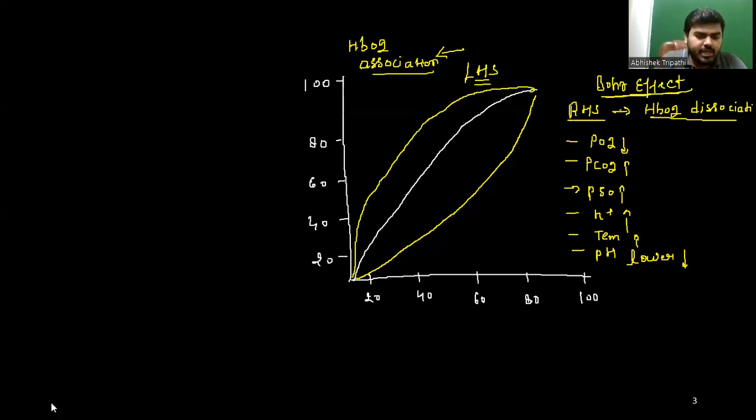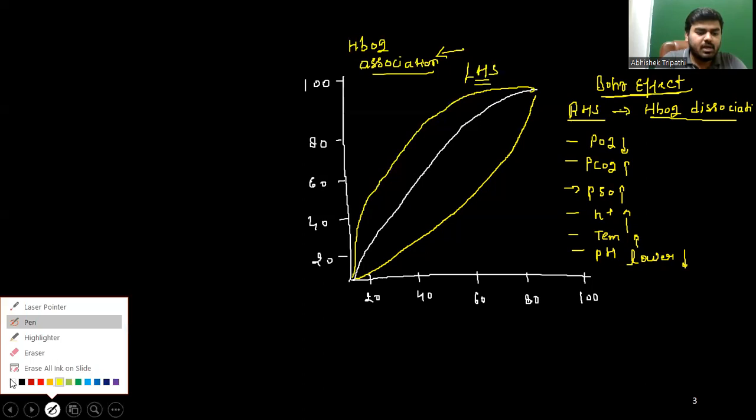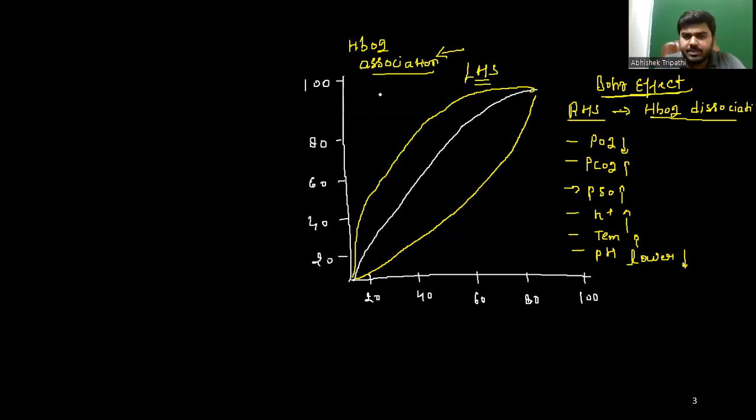So in the oxyhemoglobin association curve, partial pressure of oxygen increases. Partial pressure of carbon dioxide decreases. H plus ion decreases. Temperature decreases. But pH will be high, means pH increases. P50 value is going to decrease.